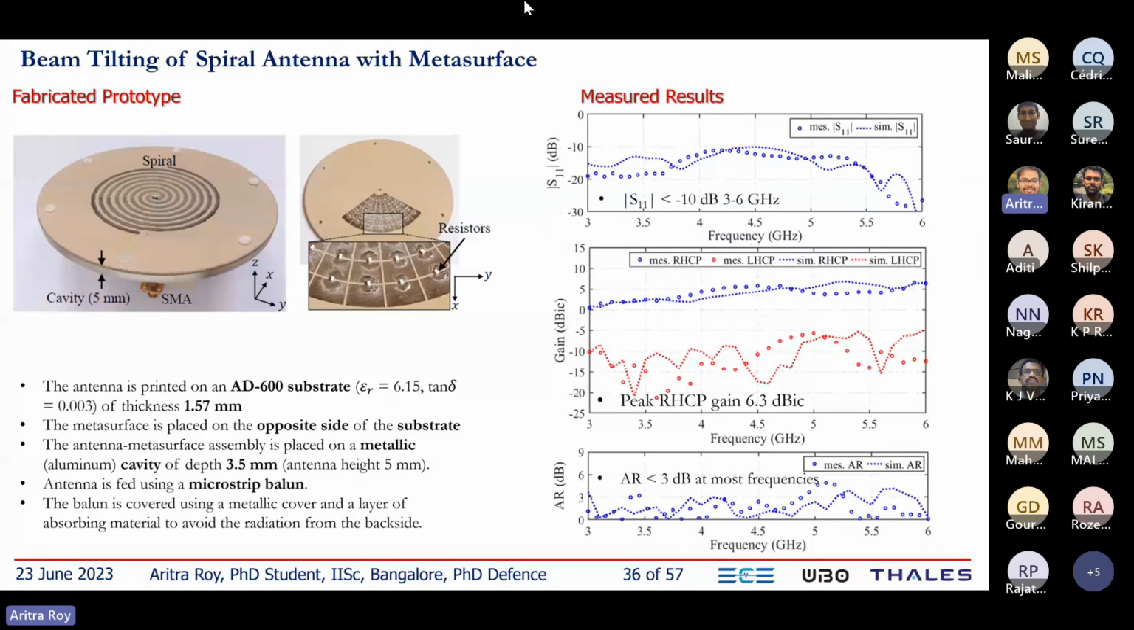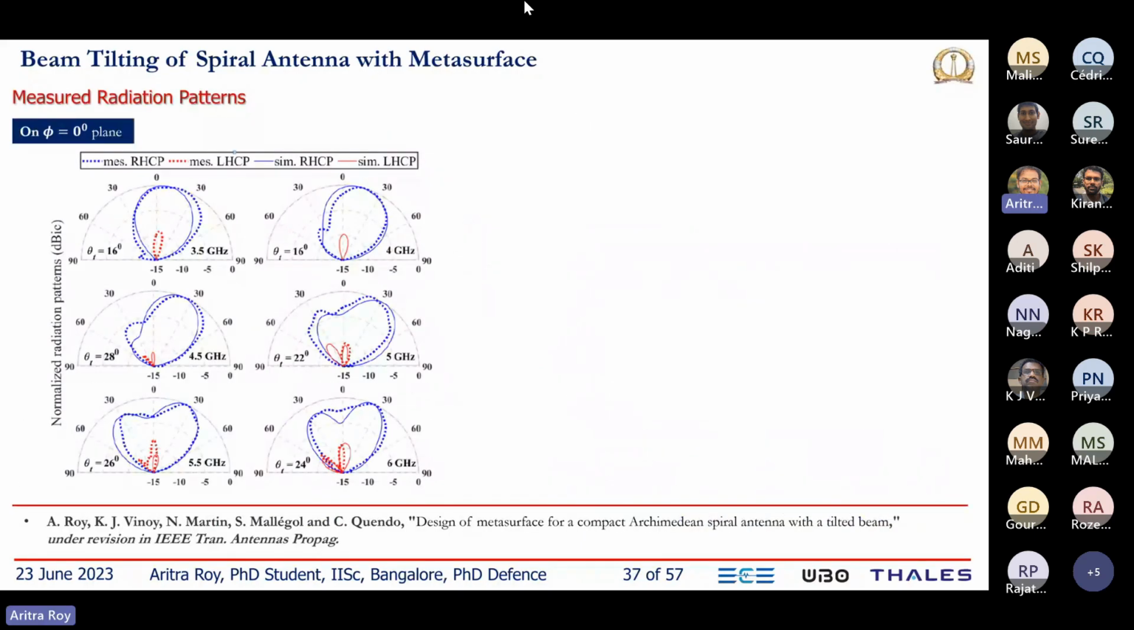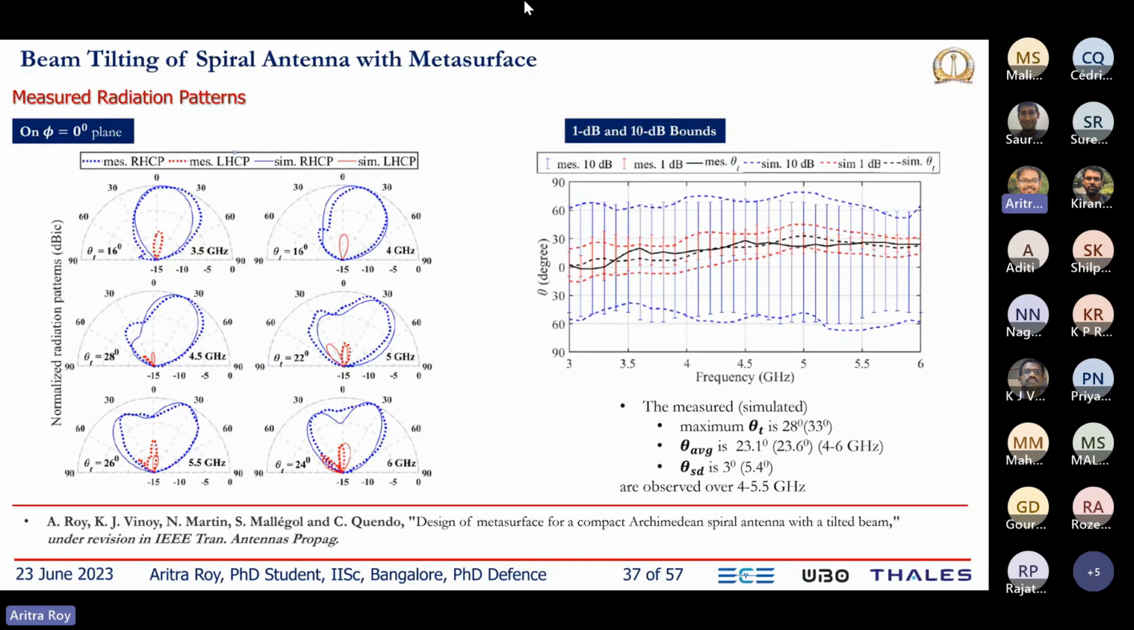We measured the structure inside an anechoic chamber, where we observed S11 less than minus 10 dB from 3 to 6 gigahertz. This time we have a better RHCP gain than the previous technique. Now we have a 6.3 dBic RHCP gain. We also plotted the axial ratio, which was almost less than 3 dB throughout the band. These are the tilted beams at different frequencies. When we measured the tilt angle, we achieved a maximum tilt of 28 degrees. So this is also more than the previous structure. The average tilt was 23 degrees.